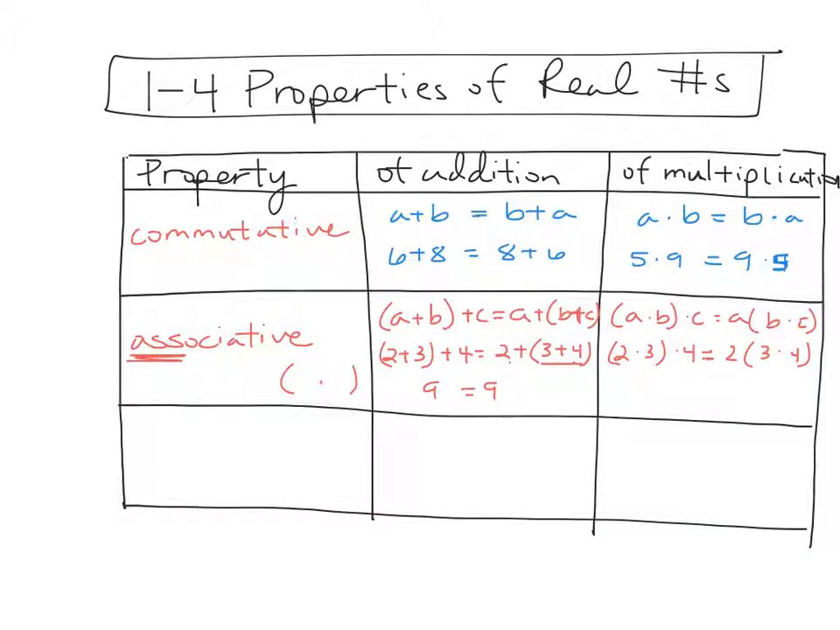Okay, so that's the associative property. And then the last one is identity. The way I tell people to remember this is your identity is who you are, right? So if you change nothing about yourself, you have the same identity. Well, the identity property is like that.